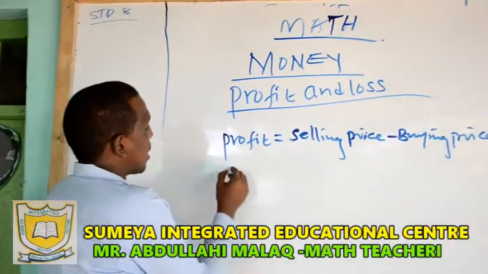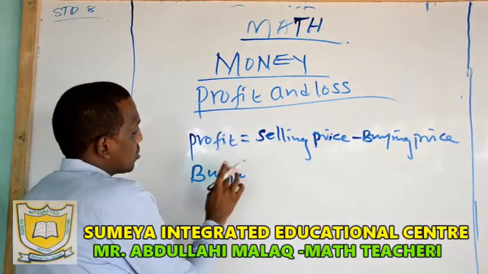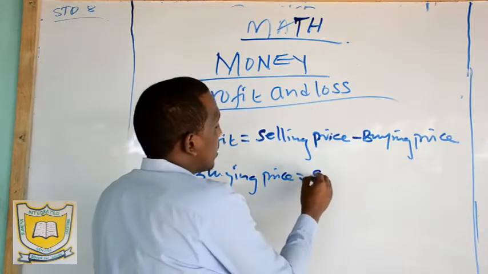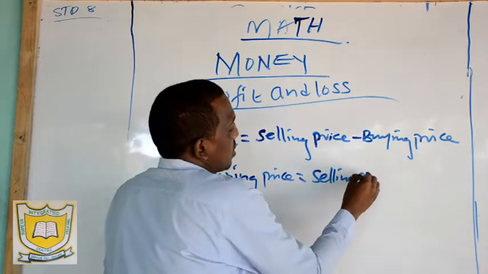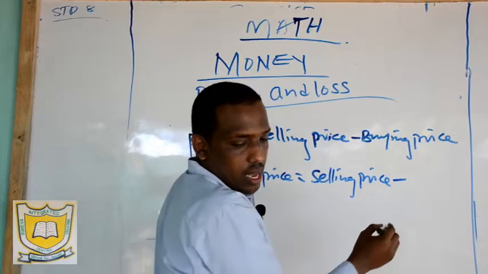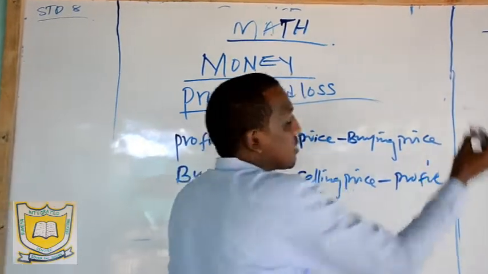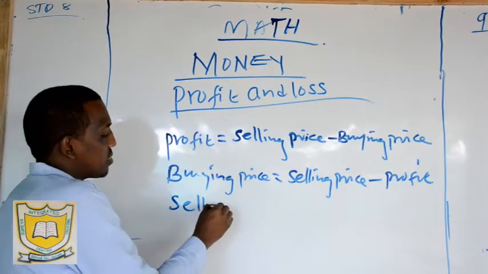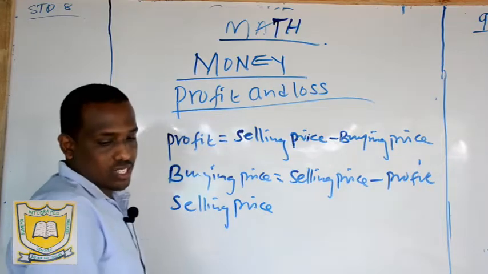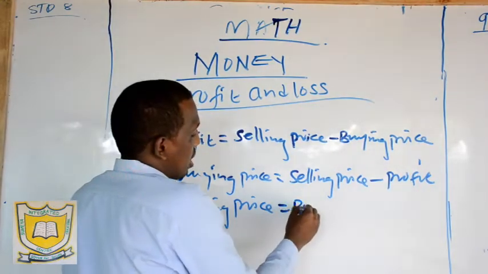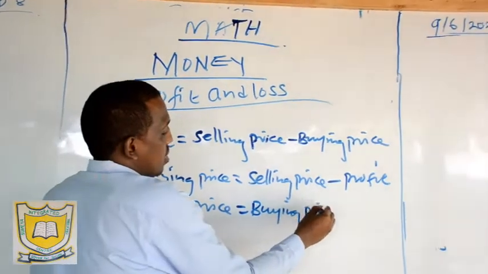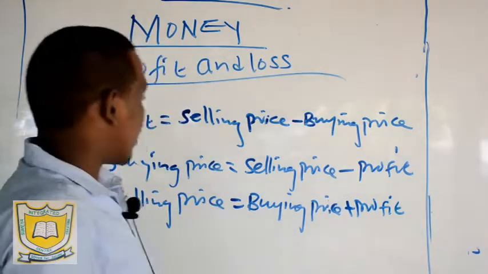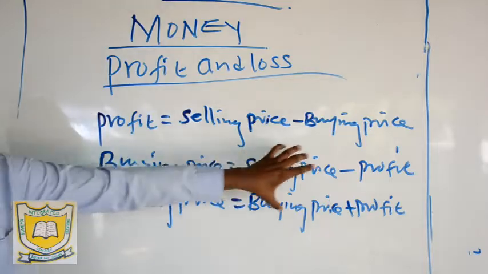How do we get the buying price now? Suppose you are asked the buying price. Buying price is equal to selling price minus profit. That is how we get the buying price. How do we get the selling price now? Selling price is equal to buying price plus profit. That is how we get it. So the issue is to cram the formula.